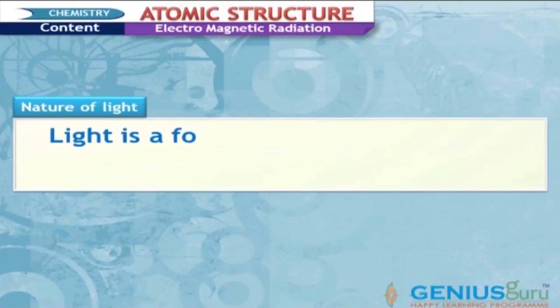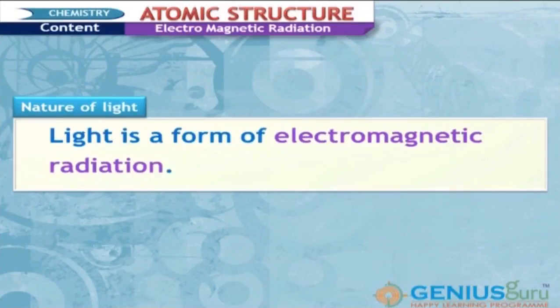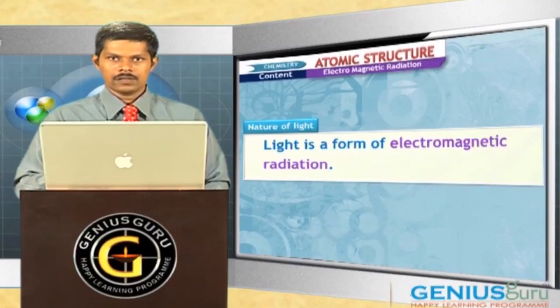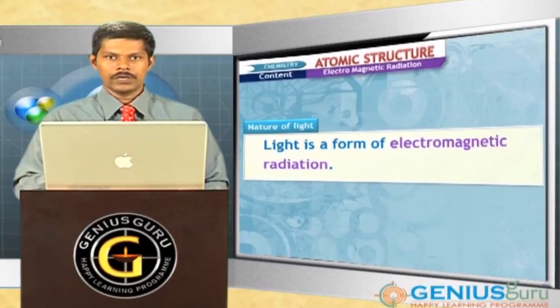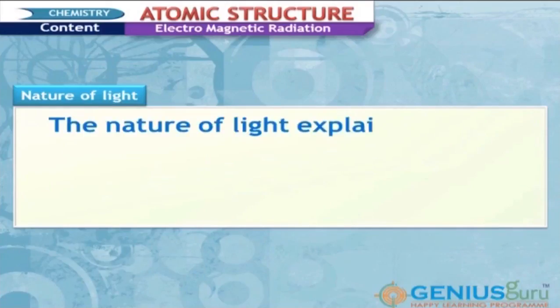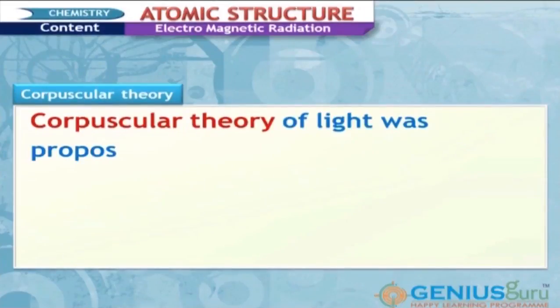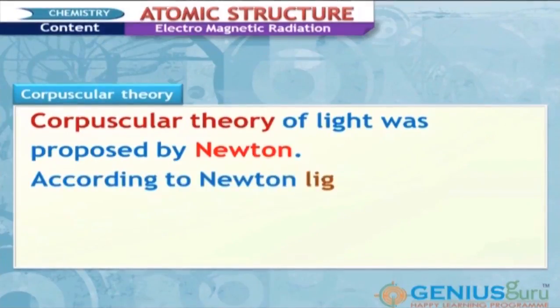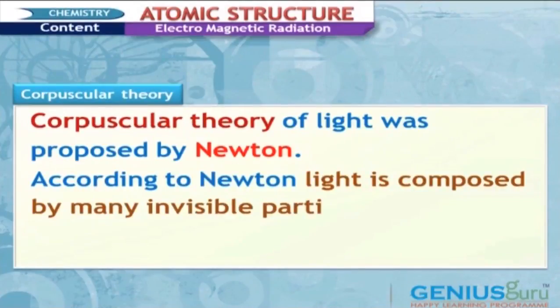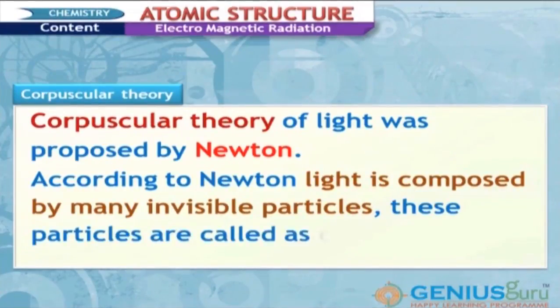Now let us go to another important aspect, the nature of light. What is light? Light is a form of electromagnetic radiation. That means light also contains electric and magnetic field components. The nature of light can be explained by two theories: the first one is the corpuscular theory and the second one is the wave theory. First, let us discuss the corpuscular theory. This theory was proposed by Newton. According to Newton, light is composed of many invisible particles. These particles are called corpuscles.